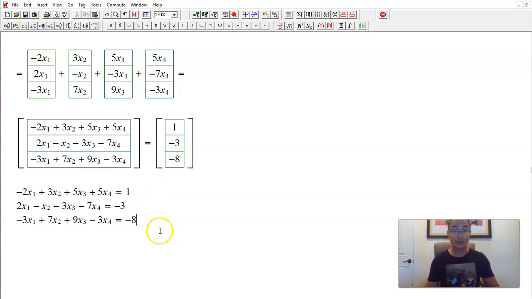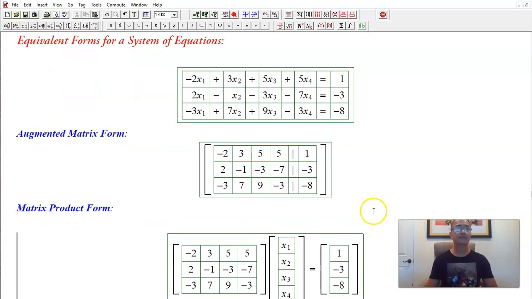Of course, that should look very familiar to you. That's a system of equations, linear equations. We have 3 equations in 4 variables. So we are back to, what was that? Section 1.3. Okay, so we now have 3 ways by which we can write down a system of linear equations. So this was the same system that we just got, but I wrote it out so that the components are nicely aligned. And that came from this matrix product form for a linear system.